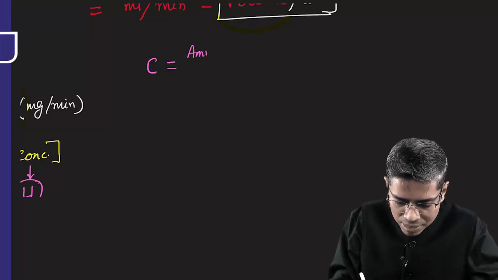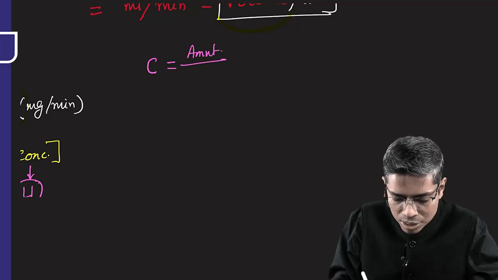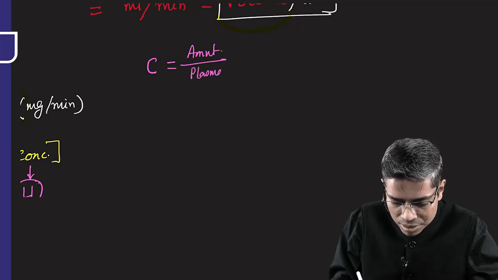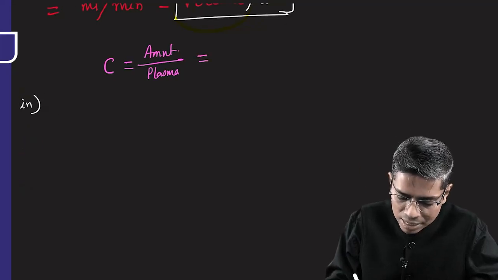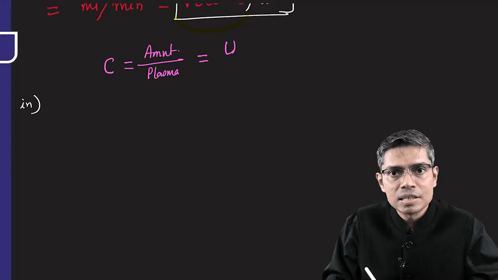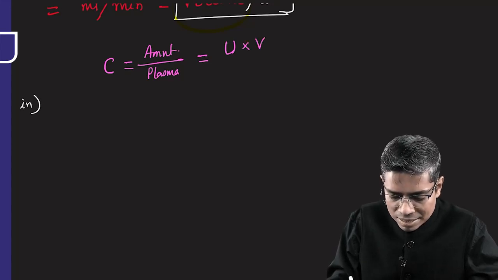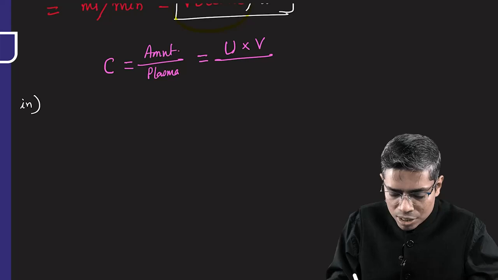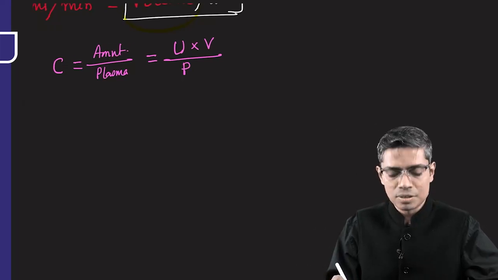urinary amount upon your plasma concentration. The urinary amount I am getting by multiplying U, the urinary concentration, by the urine flow, upon your P, that is the plasma concentration.